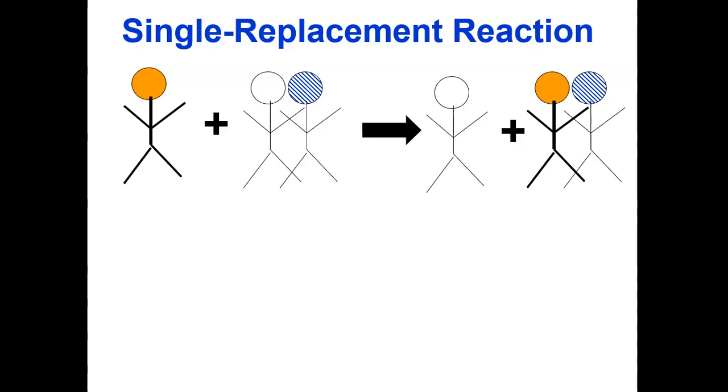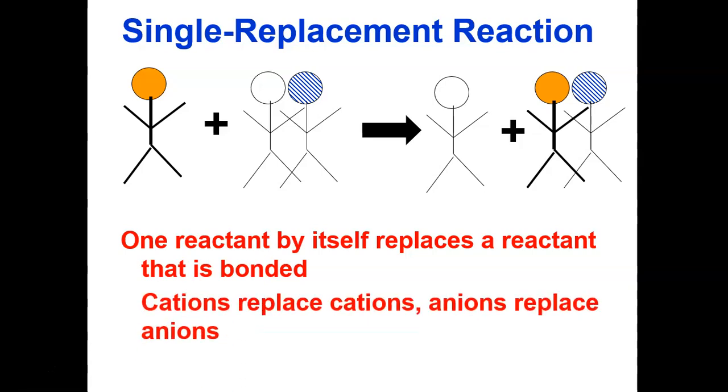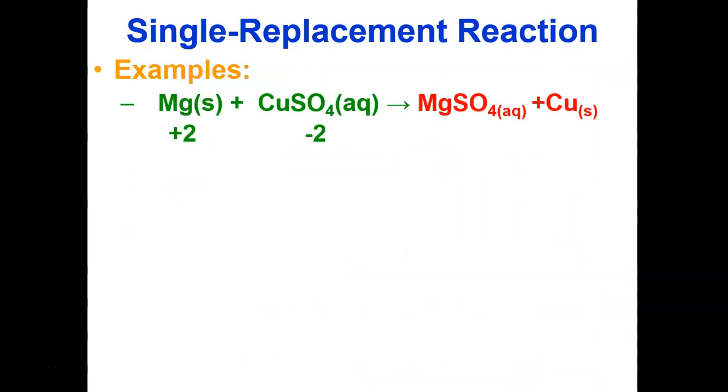Okay, single replacement reactions. So in a single replacement reaction, one reactant that's by itself as an element replaces a reactant that is bonded. And they have to replace atoms of similar types. So cations replace cations and anions replace anions. Let's look at a few examples.